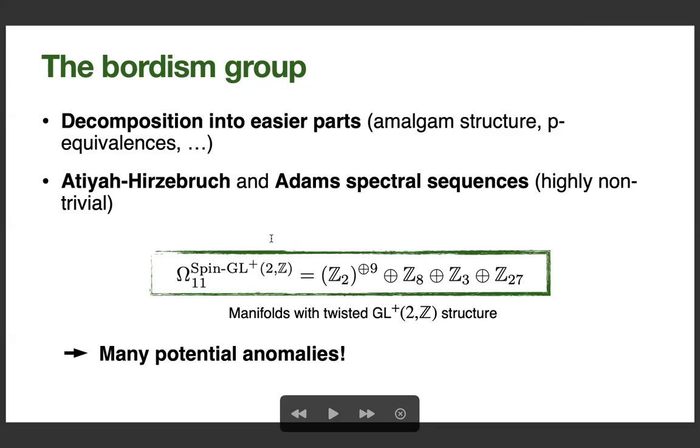But finally, the answer is that the bordism group we're interested in is far from trivial. It has 12 different summands and is certainly not zero. So that this is not zero basically tells you that there are a lot of potential anomalies in the duality group of type 2B.